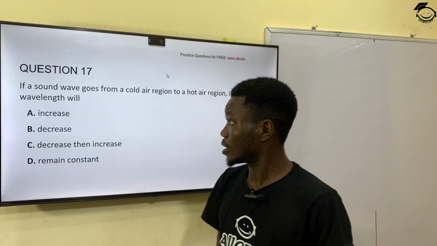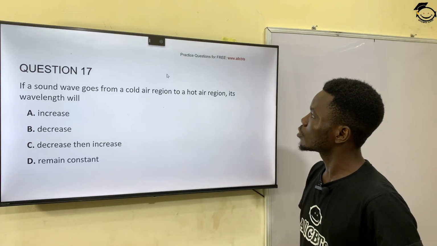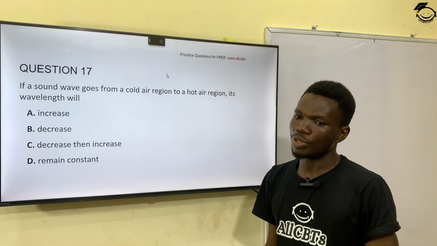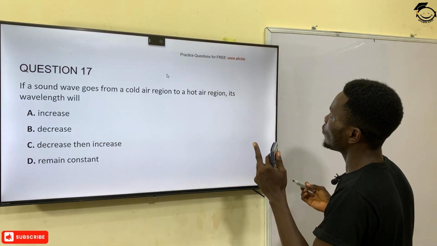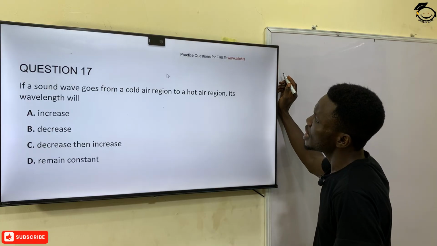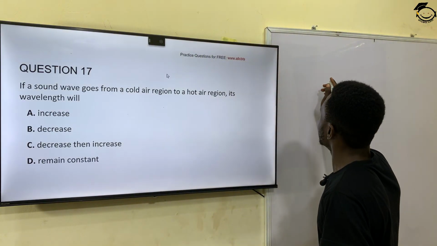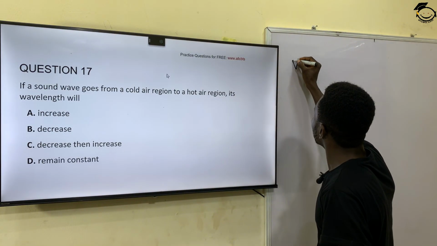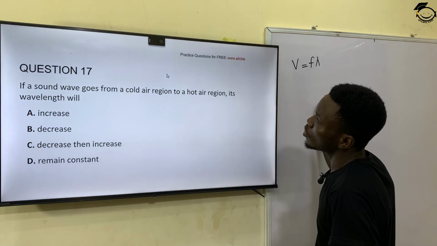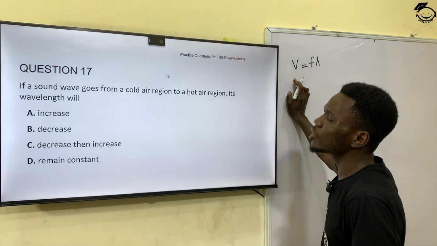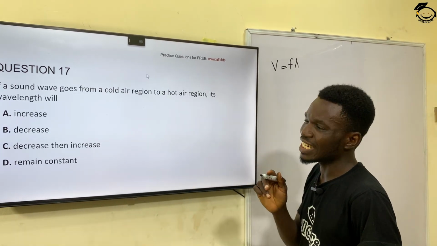That is also question number 17, which says, if a sound wave goes from a cold air region to a hot air region, its wavelength will dash. Now, know that there is a relationship between the wavelength of a wave and its velocity or its speed. So we know that the velocity of a wave is equal to f lambda. And when a wave moves from a cold region to a hot region, which means an increase in temperature, there's usually an increase in the speed of the wave.